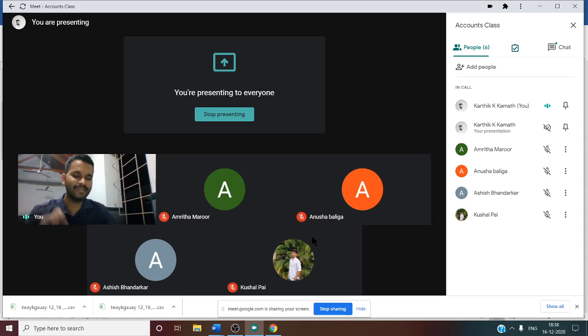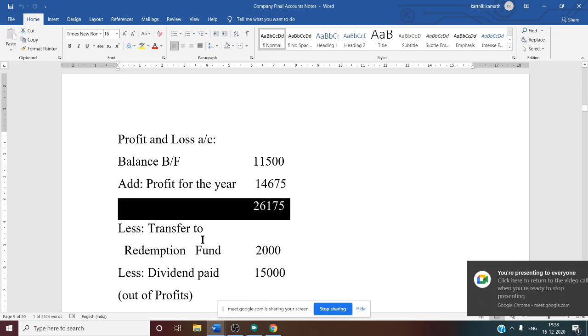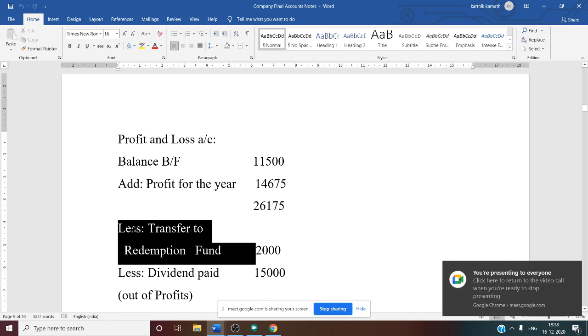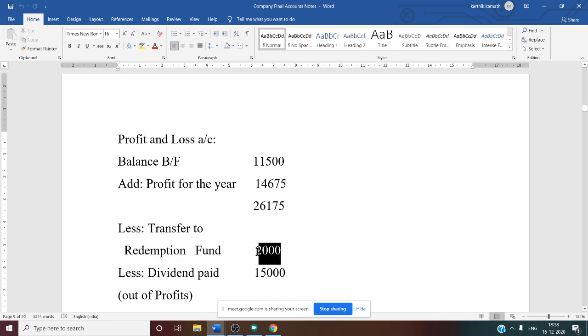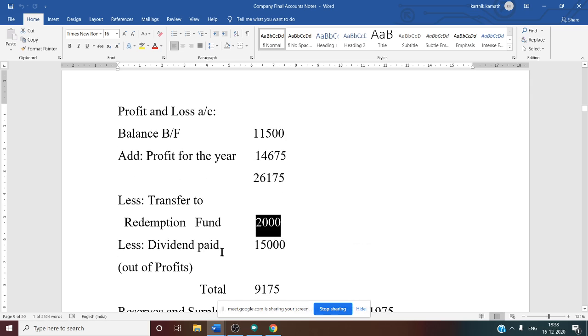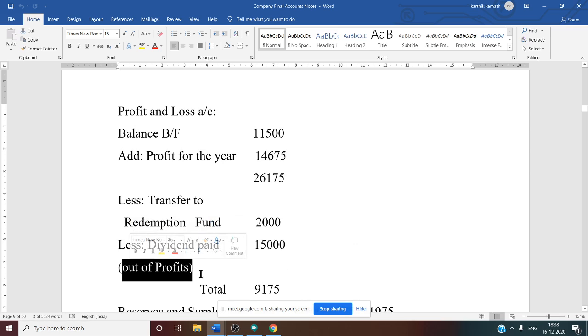So these two things we have to deduct. Now we have to see this one. Less deduction transfer to redemption fund, where this information is given in the adjustment, 2,000. So this you have to deduct. Then less dividend paid out of profit. We'll assume that the company is paying the dividend to the shareholders using the profit and loss account balance.